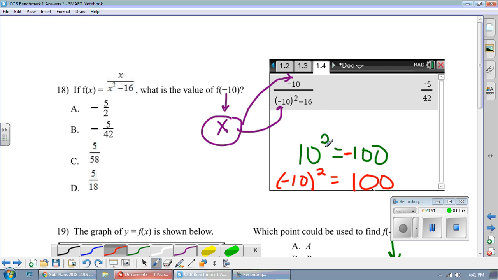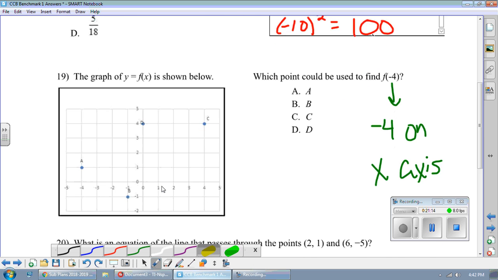10 squared, stick a negative on the front, would look like this. Negative 10 squared would be 100. So I type this into the calculator and it tells me the answer. Choice B. Don't forget the parentheses.